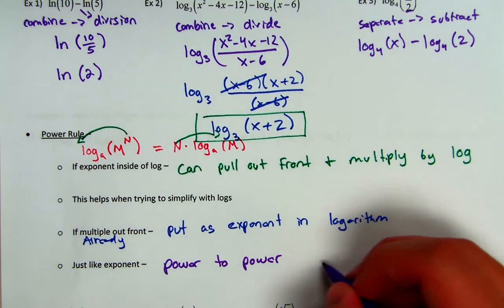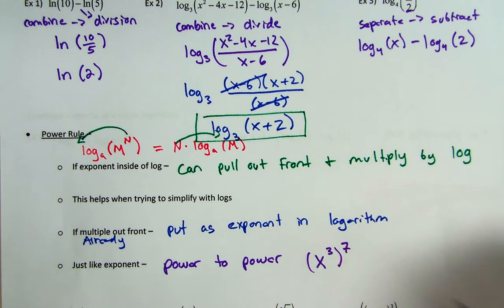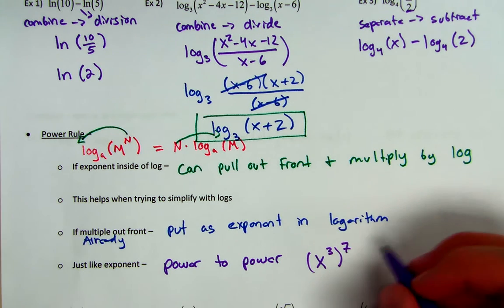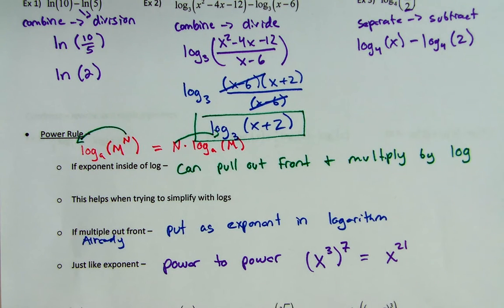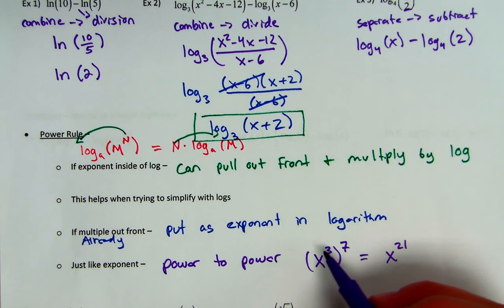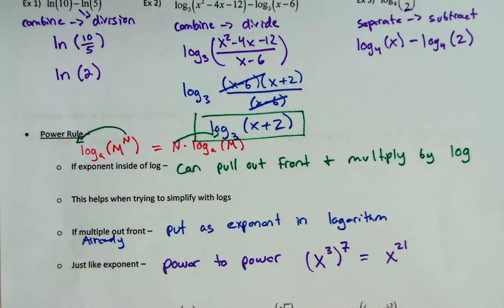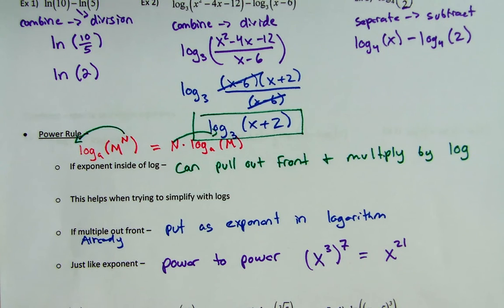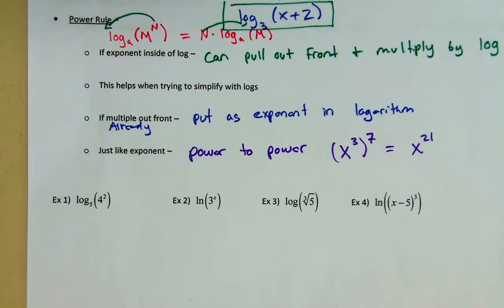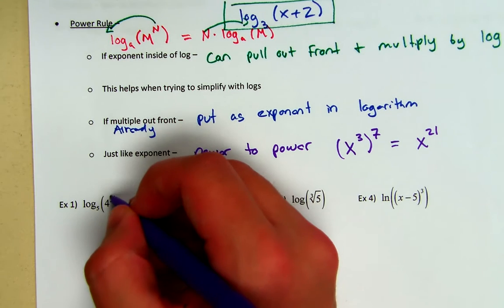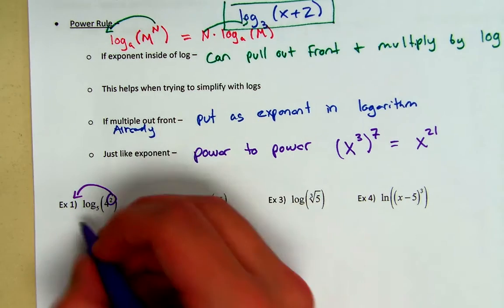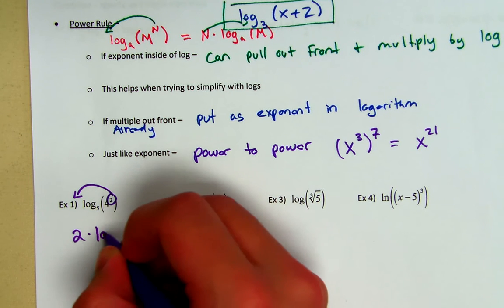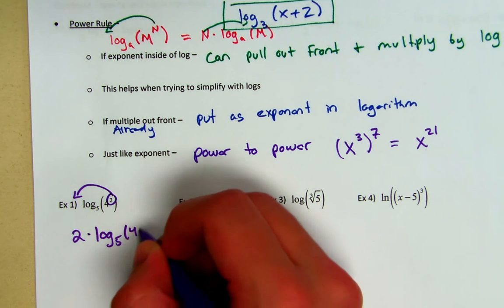So your example here is if you have x to the third to the 7th, well, we're going to multiply those together, so that gives you x to the 21st. So pulling it out, you can put it in here, or you can pull the 7 out, because both of those are equivalent. So our examples here, we're starting with a power on the inside, so my power is here. I can take the power and put it out front. 2 times the logarithm base 5 of 4.